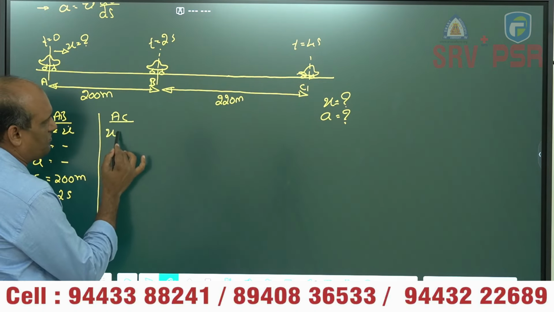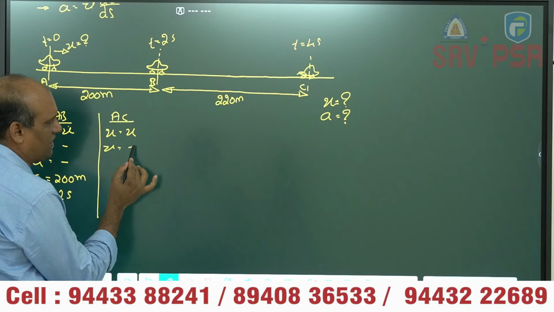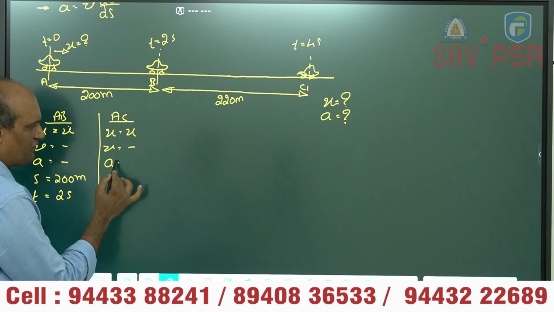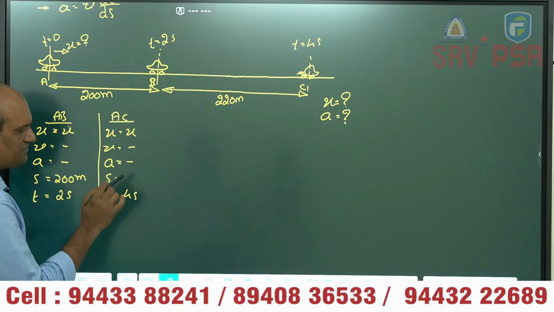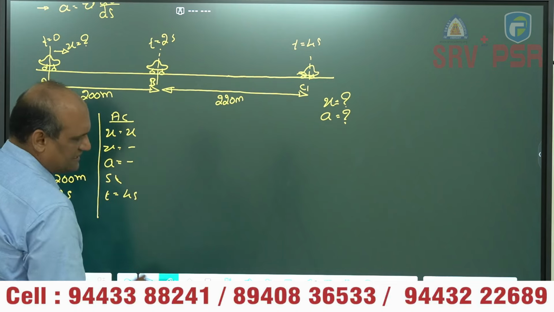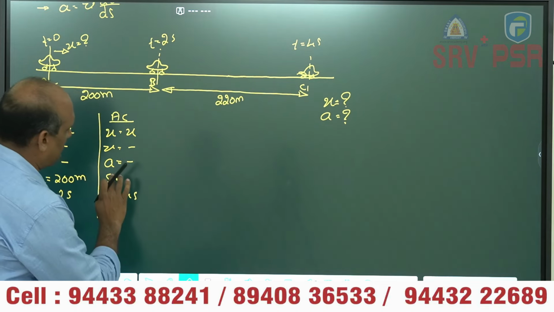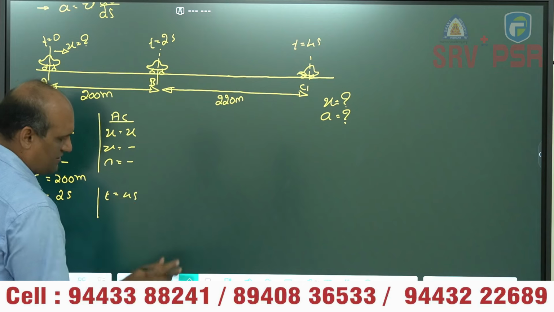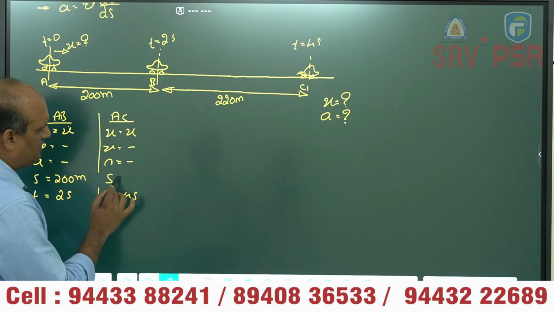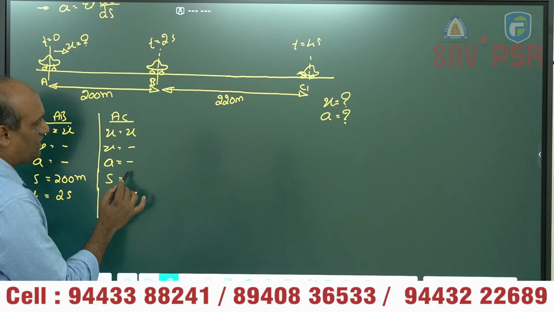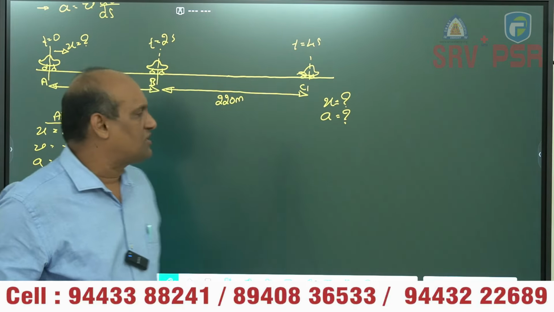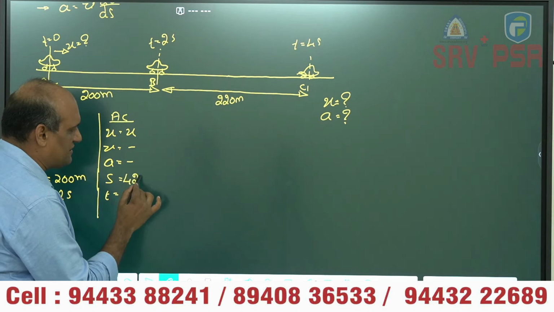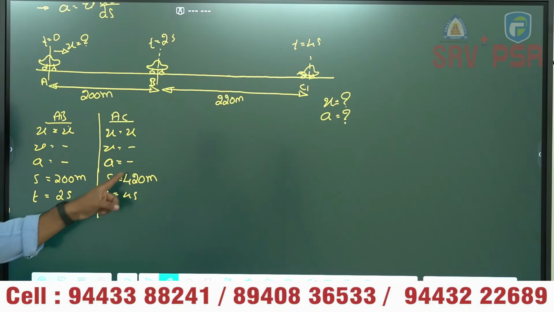So u is u, v not required. Acceleration I want to find, but I don't know that. See, for the distance covered, I am now taking 4 seconds. First 2 seconds 200 meters, next 2 seconds 220, so the total distance will be 420 meters. So 420 meters in 4 seconds, 200 meters in 2 seconds.